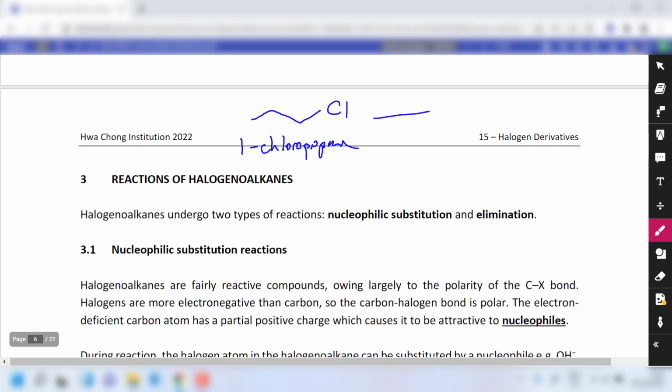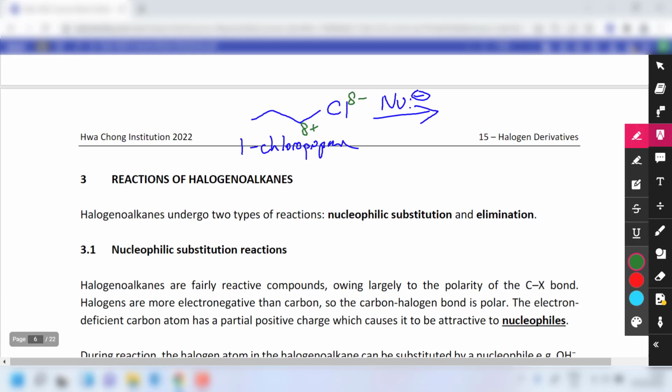If it were to undergo nucleophilic substitution, we have a nucleophile here, usually either negatively charged or with a lone pair of electrons which is easily donated to the electron deficient sites. So where is the electron deficient site? I can represent it by a delta plus here and a delta minus. We will be calling this particular carbon the electron deficient carbon, or you can say that the carbon with the delta plus is electrophilic in nature, so therefore it is susceptible to nucleophilic attack.